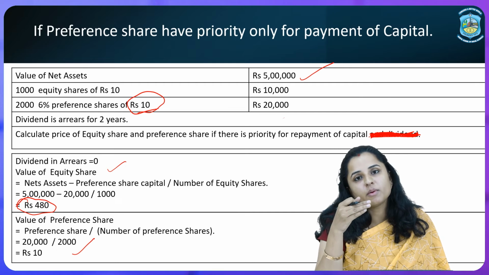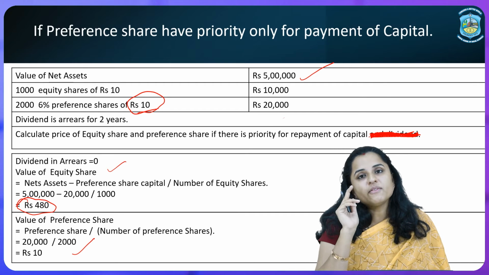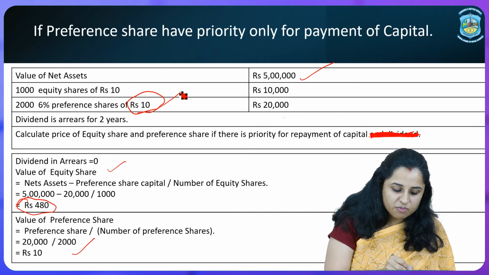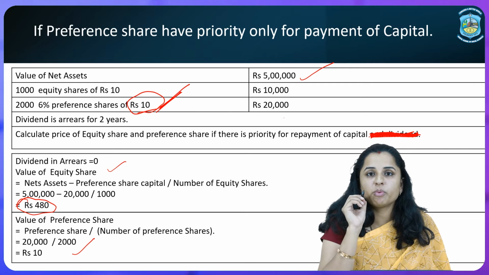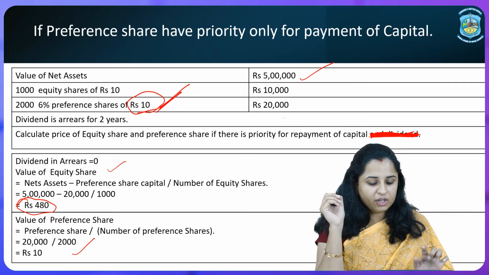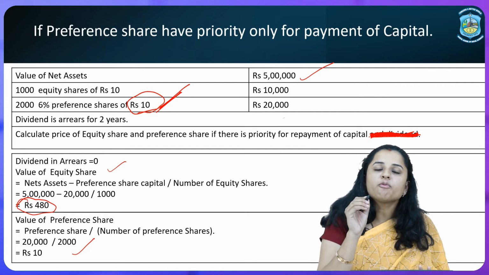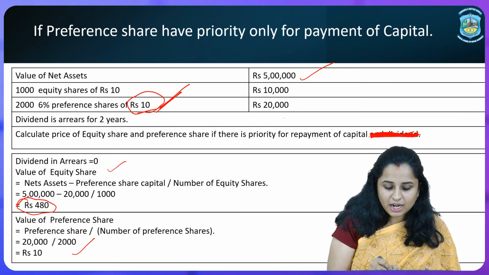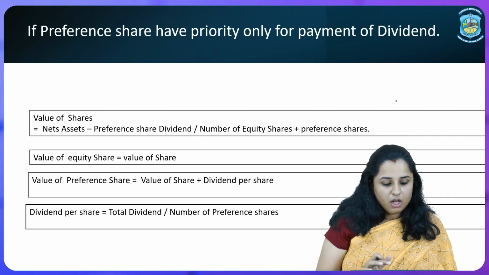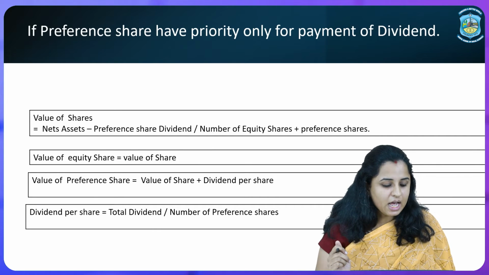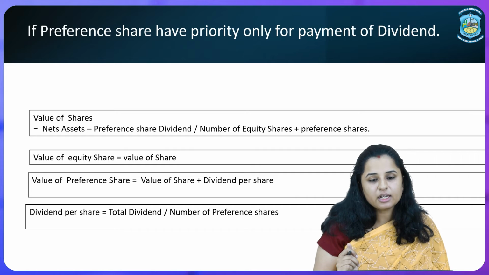So, when you solve a question in this situation, preference share value will always be equal to the paid up value of the particular preference share. So if here 10 is given, you will get the value of preference share as 10 only, because you are subtracting the exact amount of 20,000.